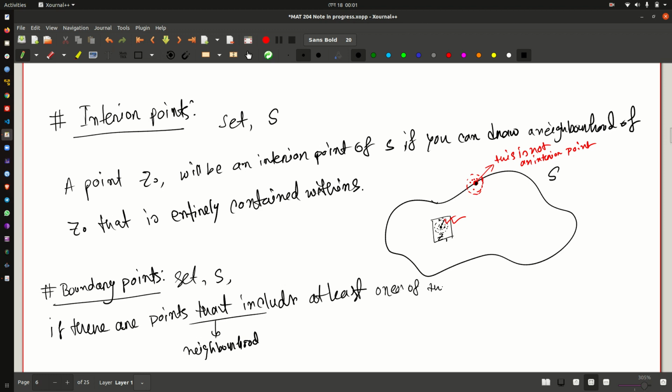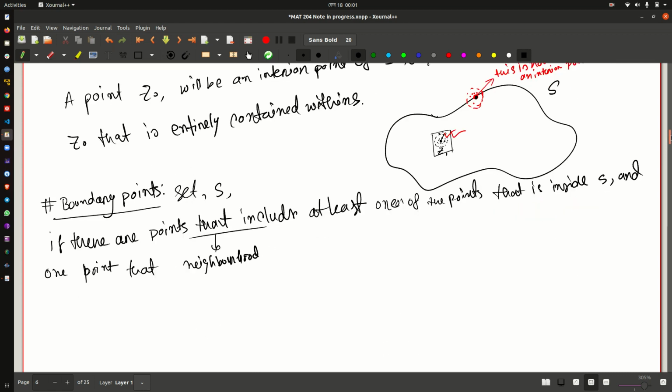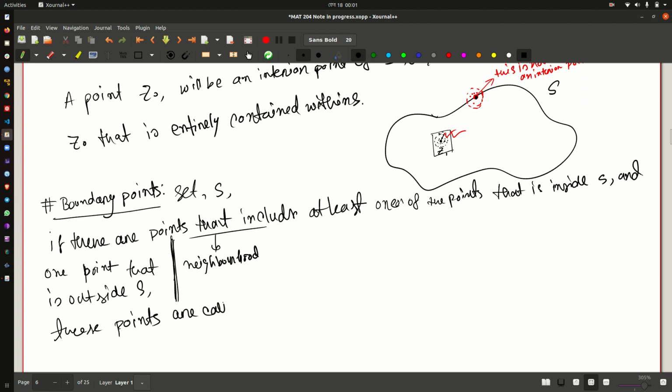that is inside S and one point that is, okay, let me just draw a line over here so that you can understand, that is outside S. These points are called boundary points.